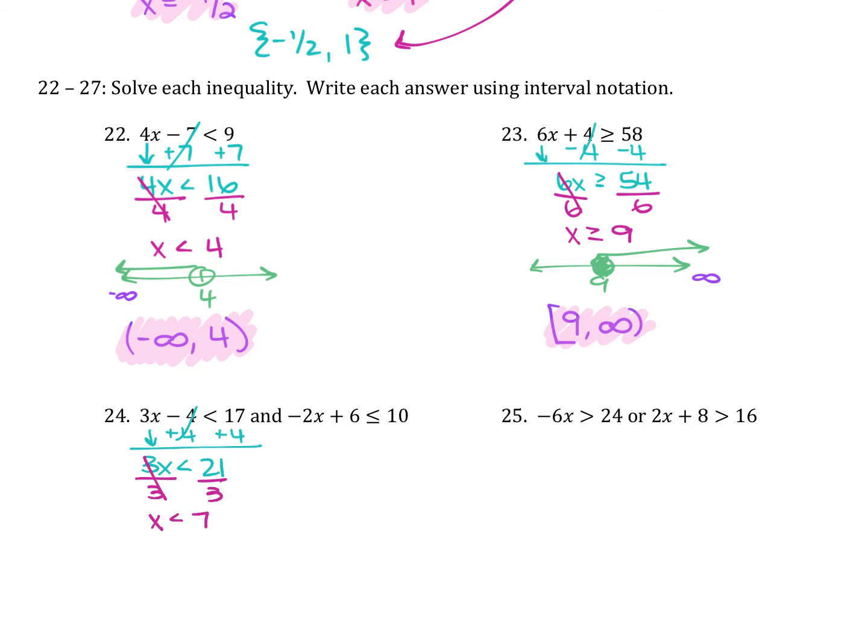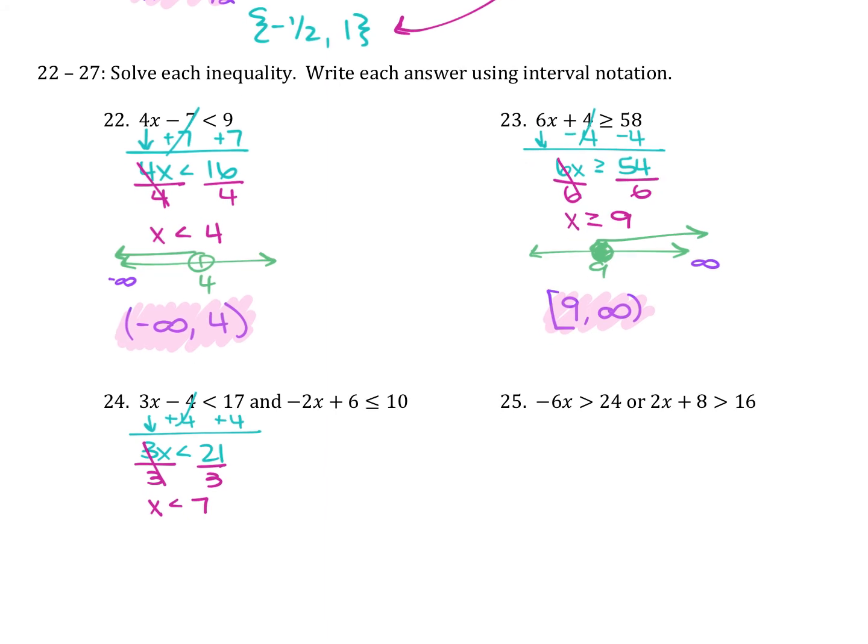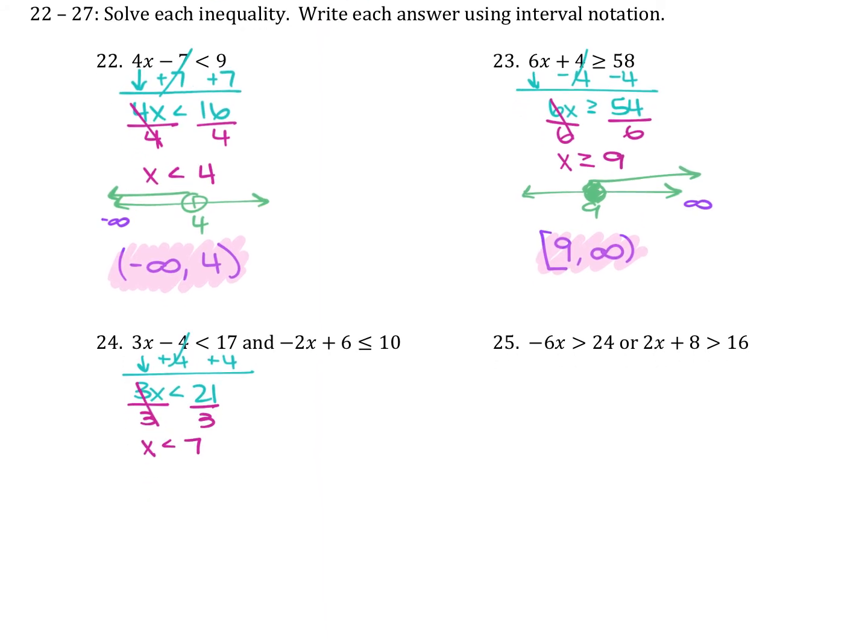For the one on the right, we have negative 2x plus 6 is less than or equal to 10. Move your 6 over, subtract it from each side. So you have negative 2x is less than or equal to 4. Then divide each side by the negative 2. Remember, you're dividing each side by a negative, so you flip your sign. So x is greater than or equal to negative 2.